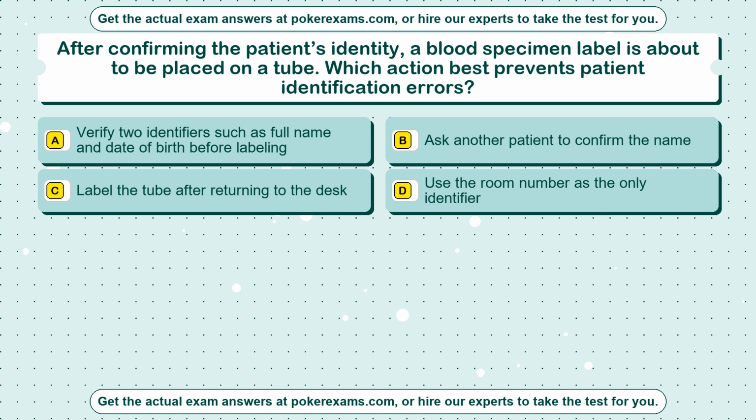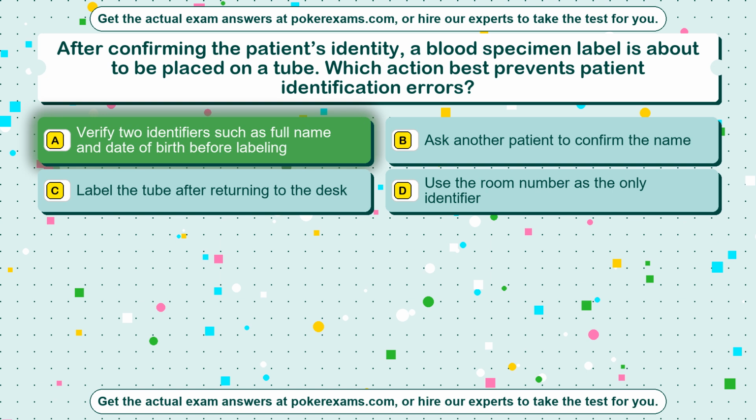Option A. Verify two identifiers such as full name and date of birth before labeling. Option B. Ask another patient to confirm the name. Option C. Label the tube after returning to the desk. Option D. Use the room number as the only identifier. The correct answer is option A.